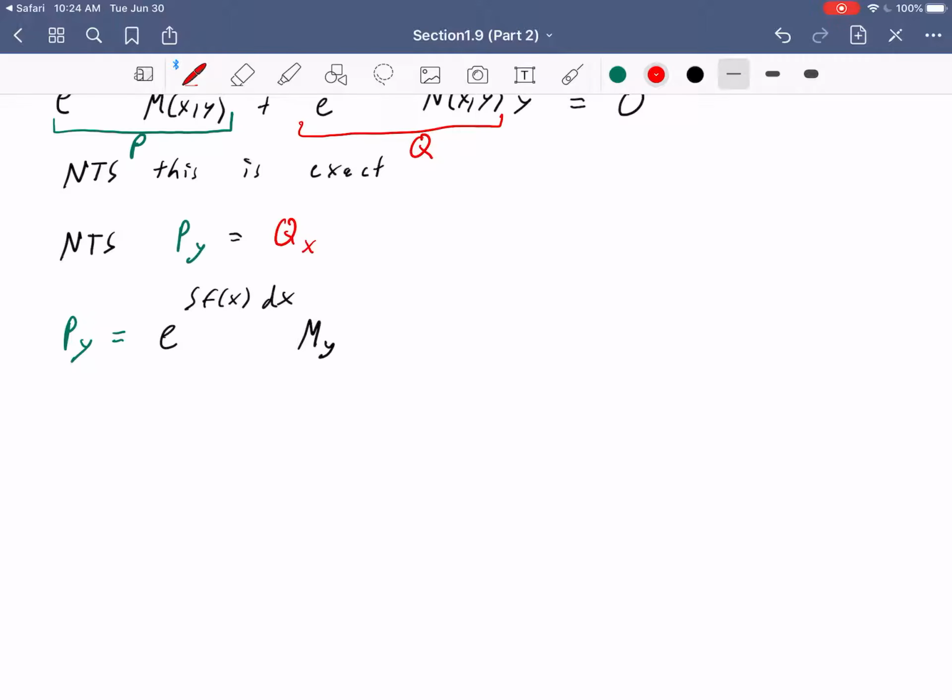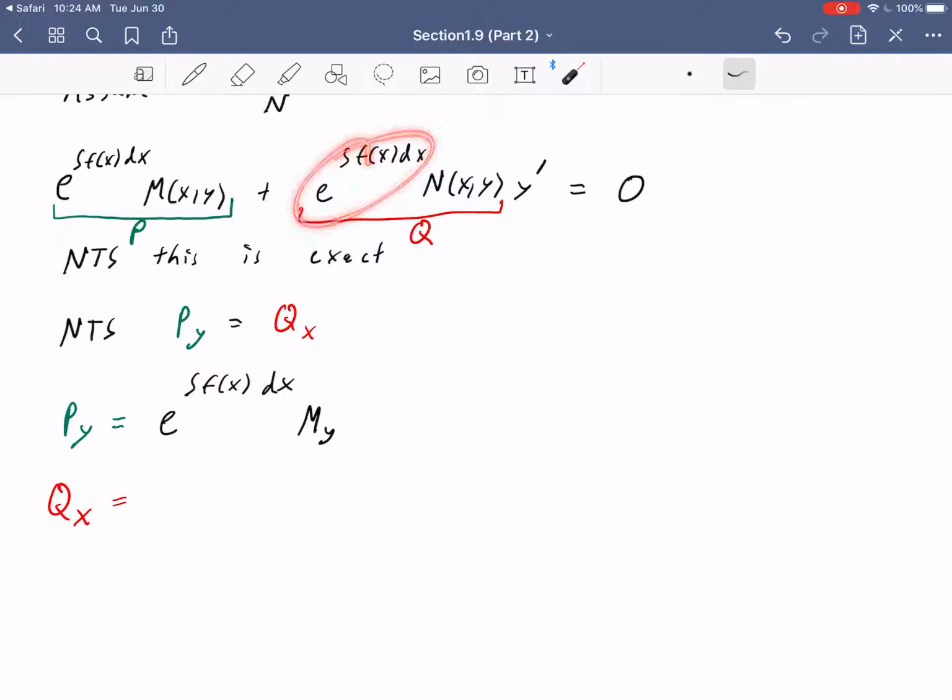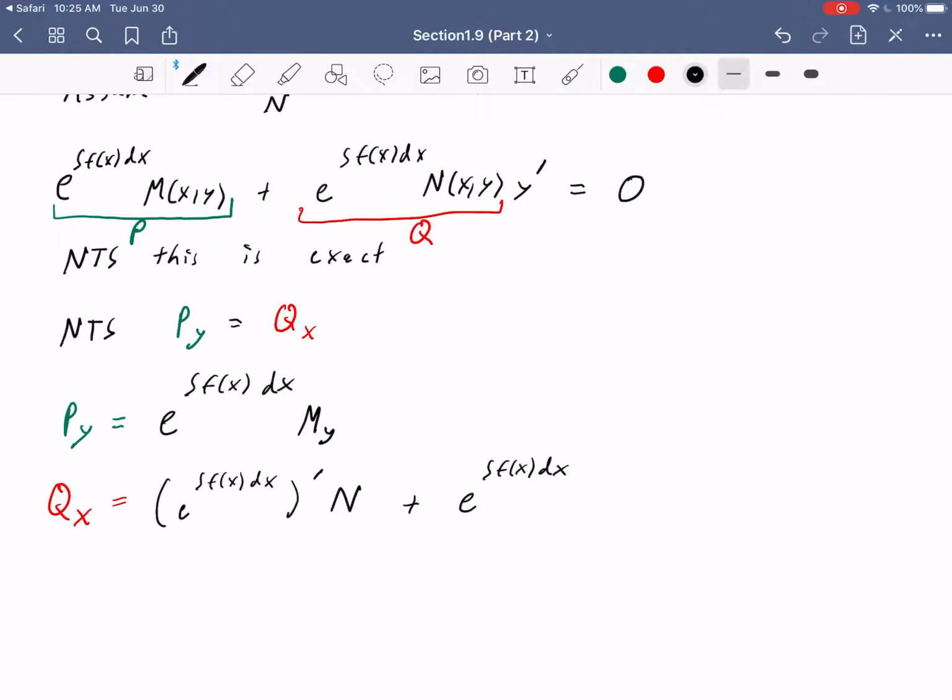That'll be a little bit more challenging because we're going to be doing it with respect to x, which means we will need to treat this as an actual variable. Since both of these have x, we're going to have to use product rule. So let's go ahead and just write that out before we get into it. So that's going to be e^(integral f(x) dx) prime times N. I'm going to stop writing N of x,y, just N for now. And then plus, we'll have e^(integral f(x) dx), and then we'll differentiate the N with respect to x. So I guess we can say that that's N_x.